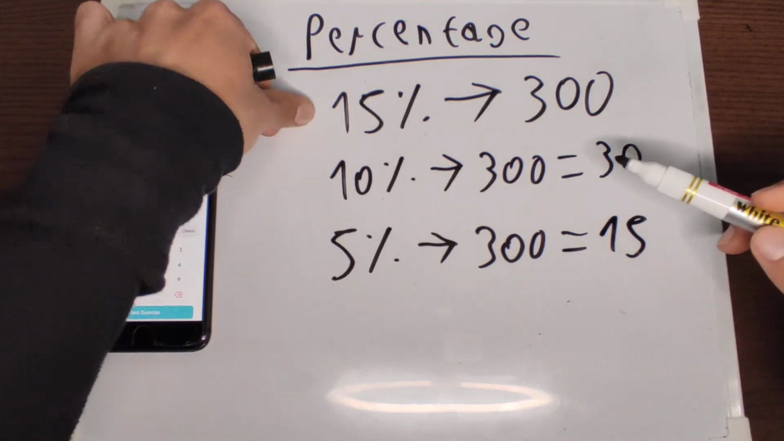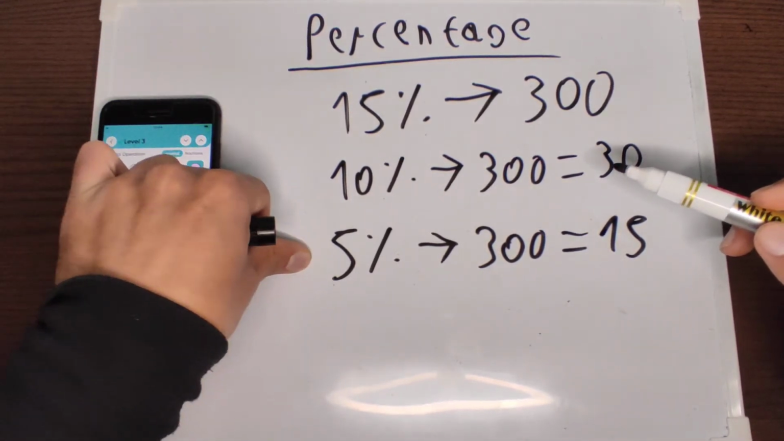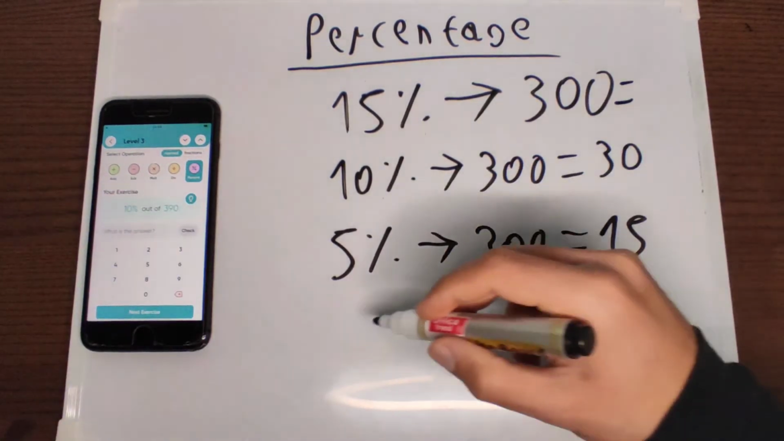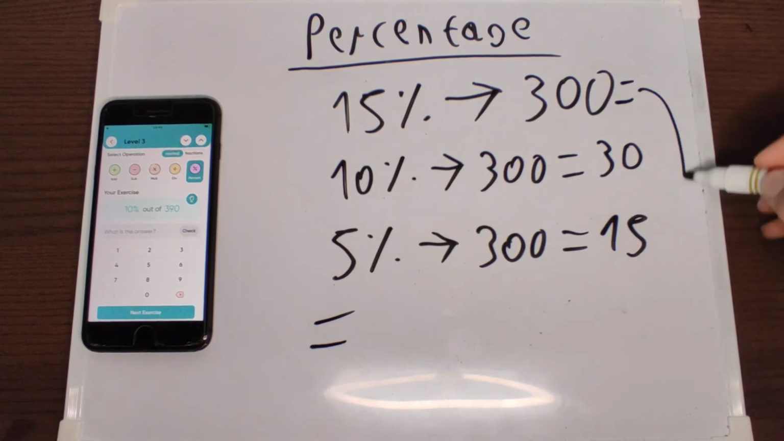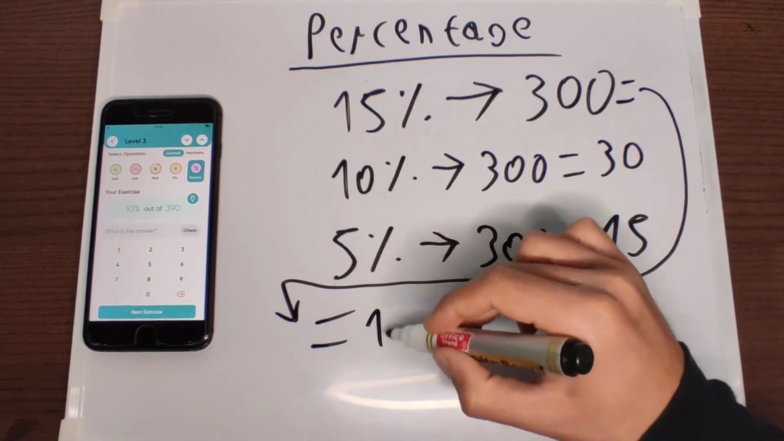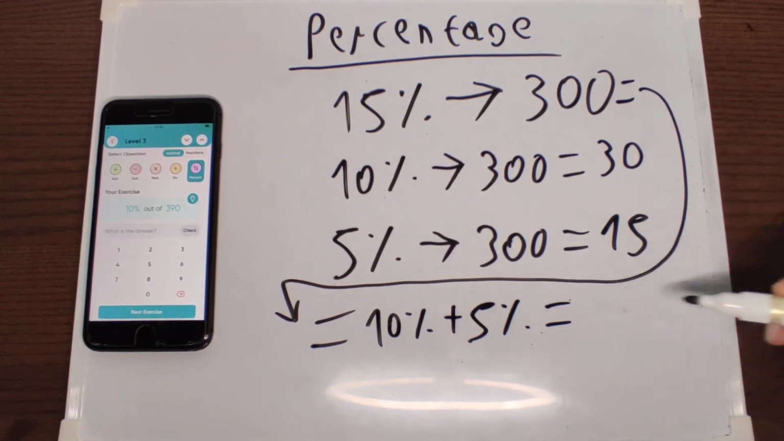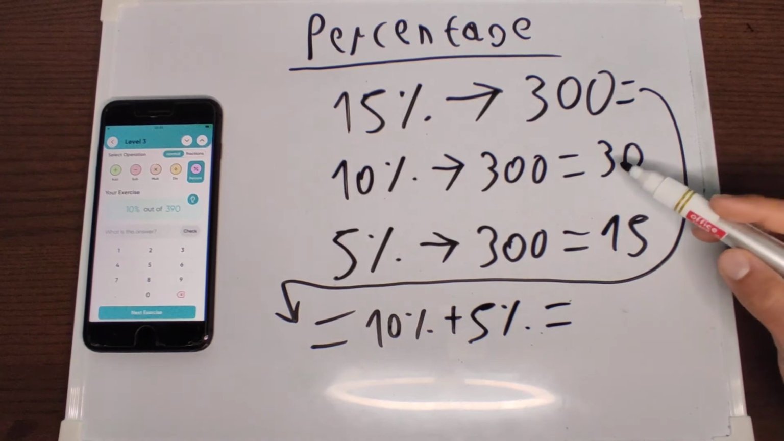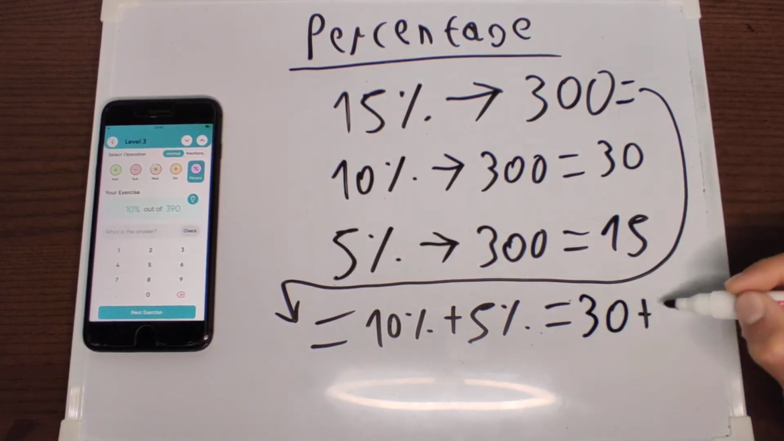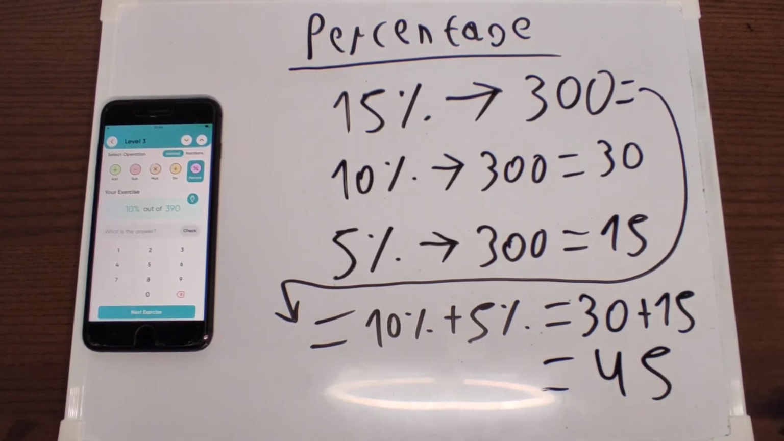So 15% is 10% plus 5%. So 15% are, I will continue it here, 10% plus 5%, which we already know is 30 plus 15, which will result in 45.